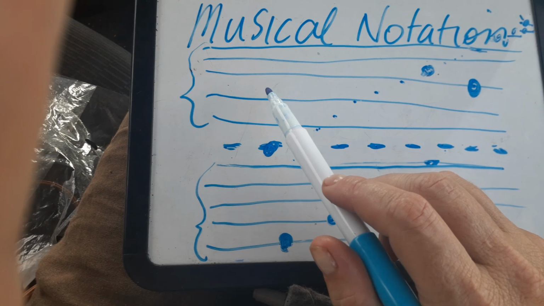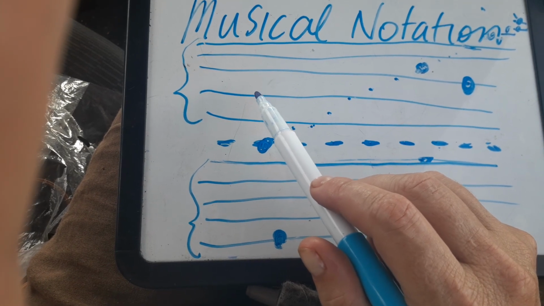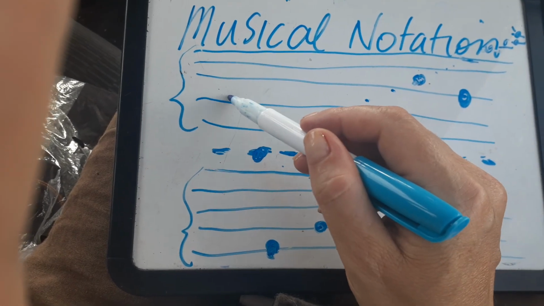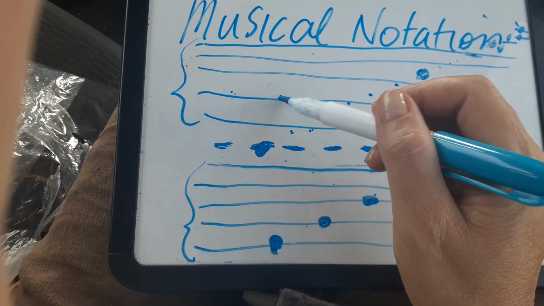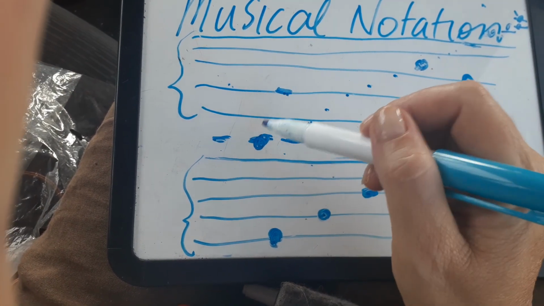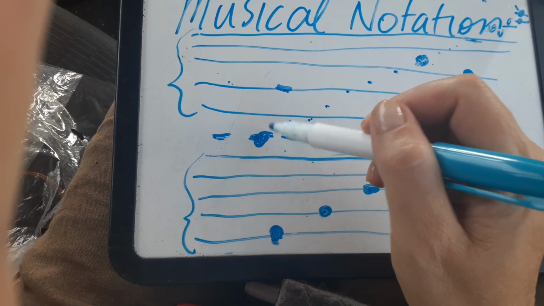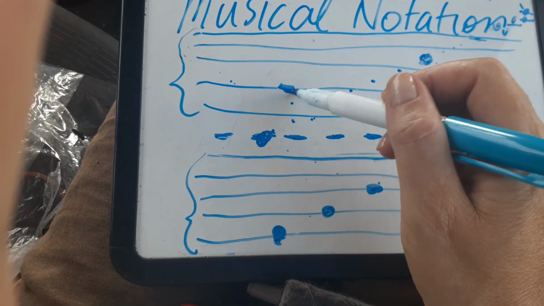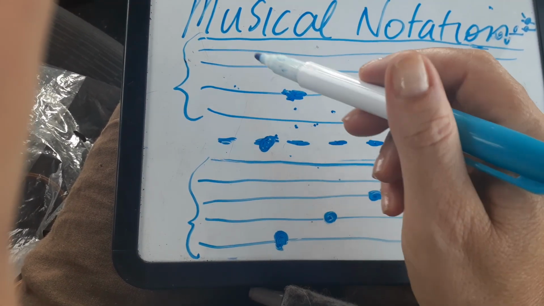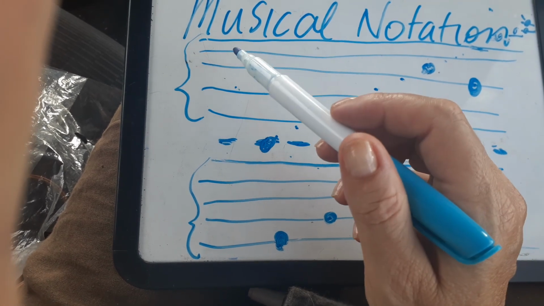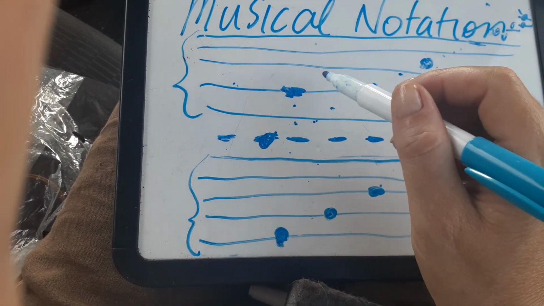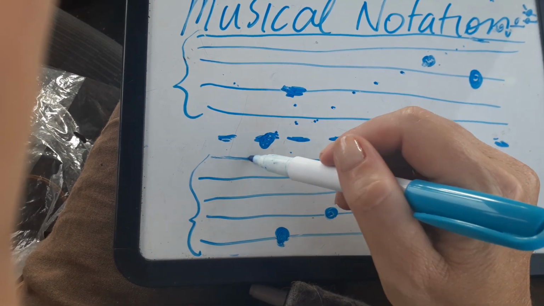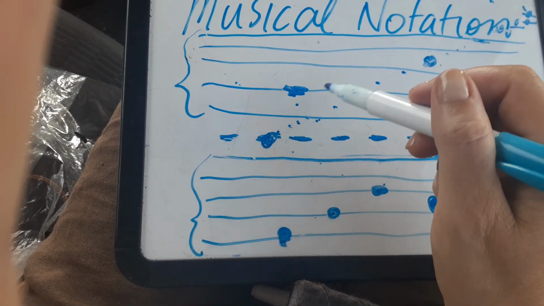Now, so that people could have a point of reference, they just indicated that this line here would always be G, a fifth above C. Do, re, mi, fa, sol. So they called it G. They gave them all letters of the alphabet. So you've got A, B, C, D, E, F, G.